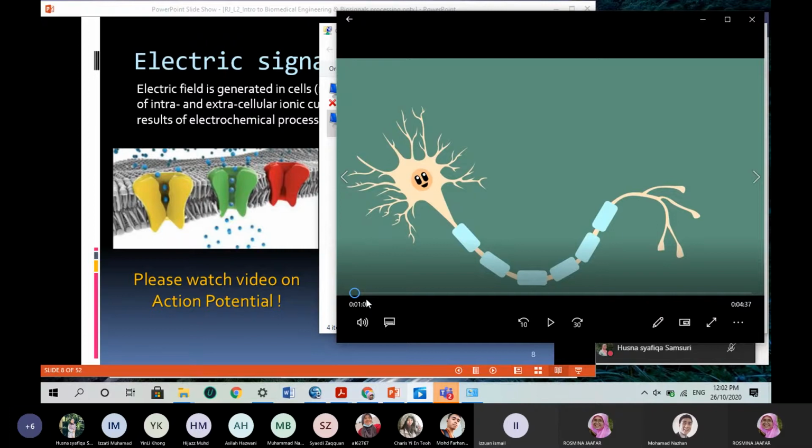Inside the body, it's a combination of lots of action potentials going on, so it will produce waveforms. The one unit impulse is actually the action potential.